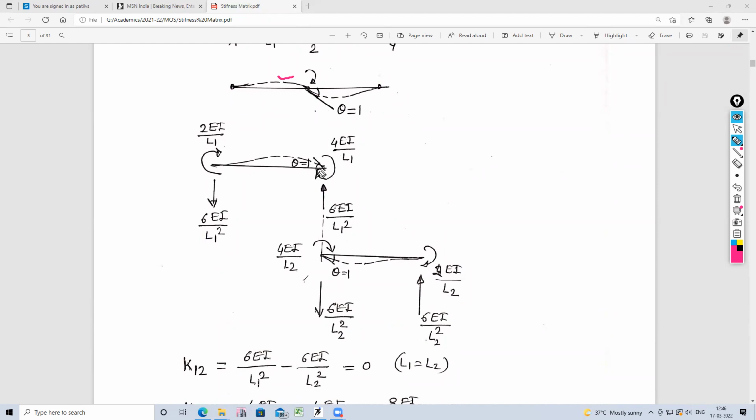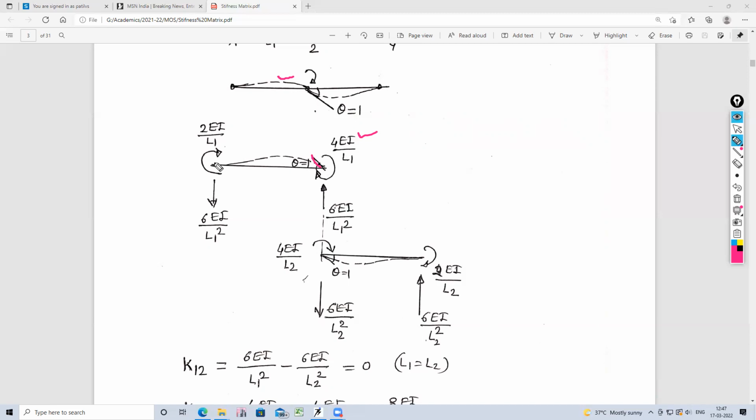Now, very important, to produce a unit slope here, slope must be equal to 1. To produce a unit slope, how much moment is required here? It is a standard formula: 4 EI theta divided by L1, the length of the span. But theta equals 1. So the moment required here is simply 4 EI by L1, in the clockwise direction.